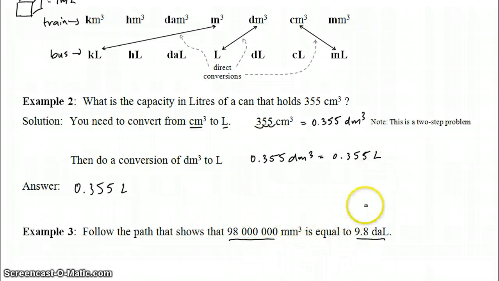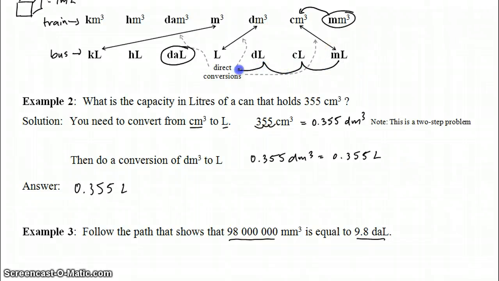So I'm trying to follow the path that shows 98 million cubic millimeters, and I need to go to 9.8 decaliters. Now, this is going to be a 3-step problem. You have a couple of choices. I could take the train 1 stop to the left, transfer over to the bus, and go 4 stops on the bus. Or I could take the train further and go 2 stops on the train and then cross over to the bus line and take 1 stop on the bus. Either way, it's going to work.